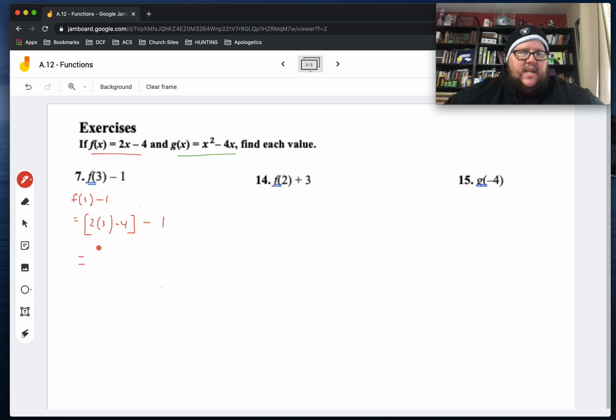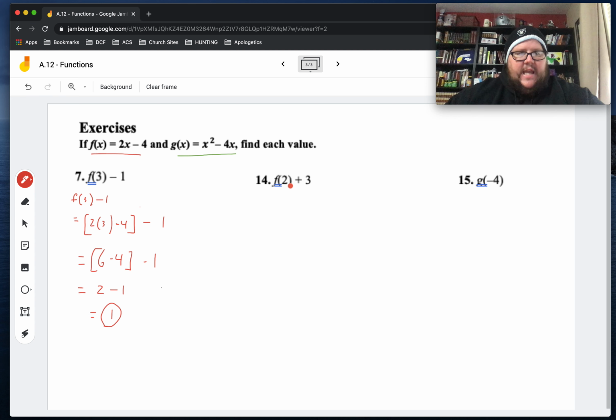So I'm going to finish it out. So this is 6 minus 4 in brackets to finish it out, minus 1. 6 minus 4 is 2. 2 minus 1 is 1.